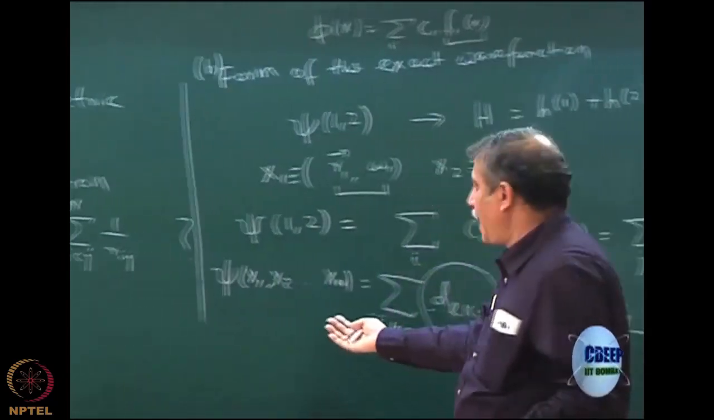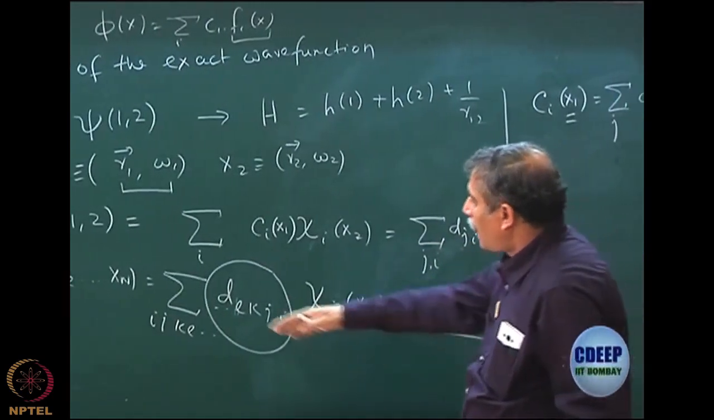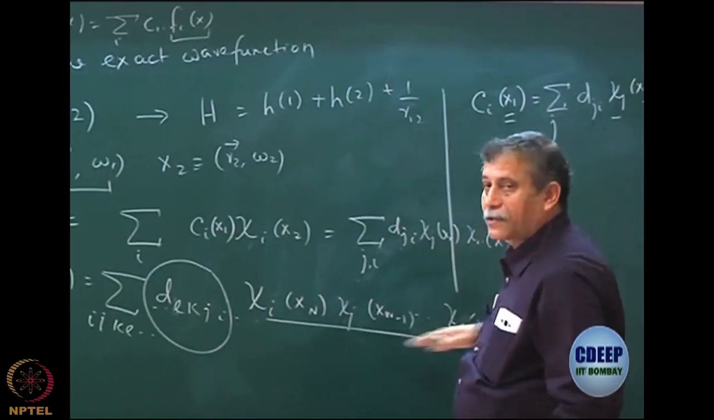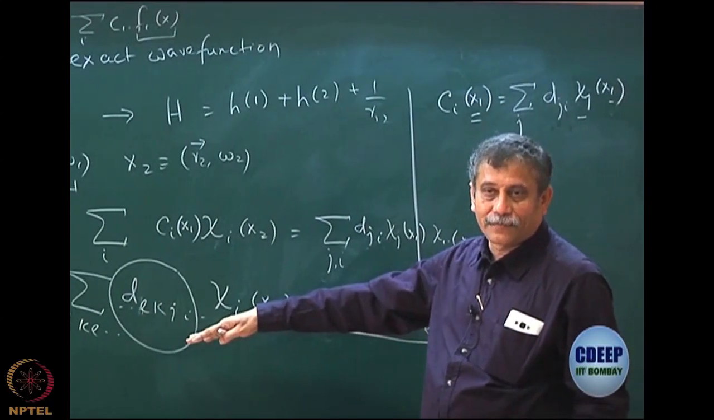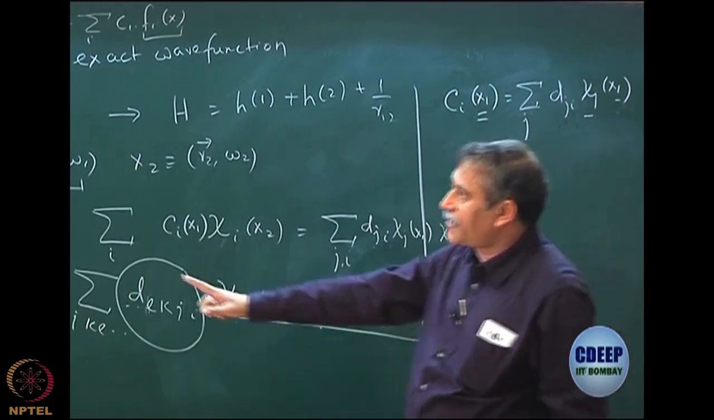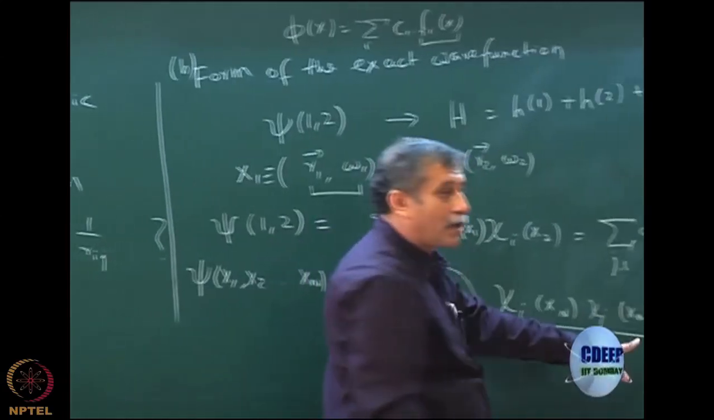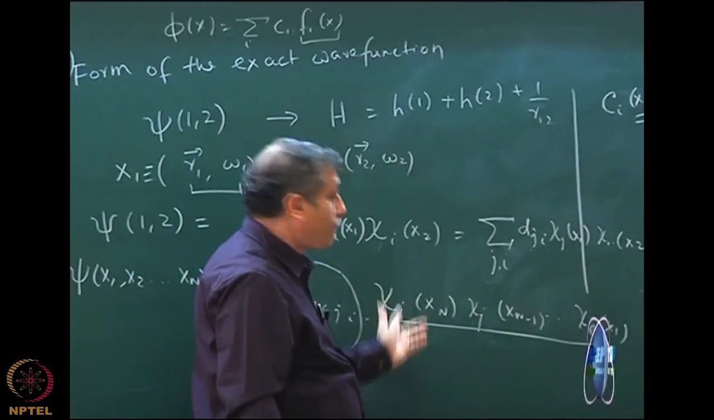So it could be made as an exact wave function, but for an interacting Hamiltonian, I have to take all combinations of this product. So that is the main difference, not one product. Here one product was an exact wave function. Here I have to take a combination of products. I hope you understand, a linear combination of products.